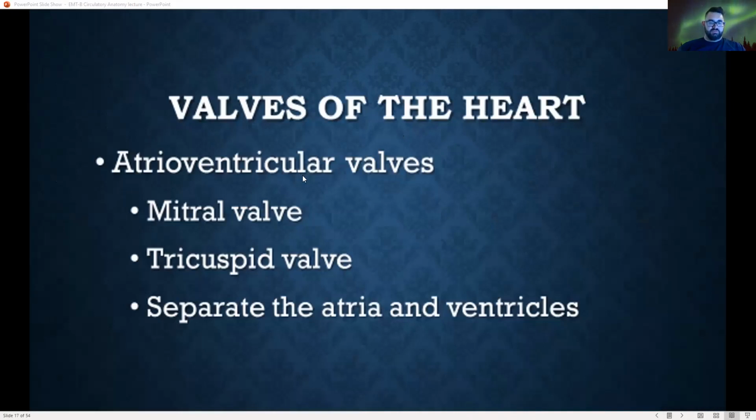All right, so those are our AV valves, atrioventricular valves, mitral and tricuspid. They separate the atrium and ventricles. That's a test question. I am too helpful.